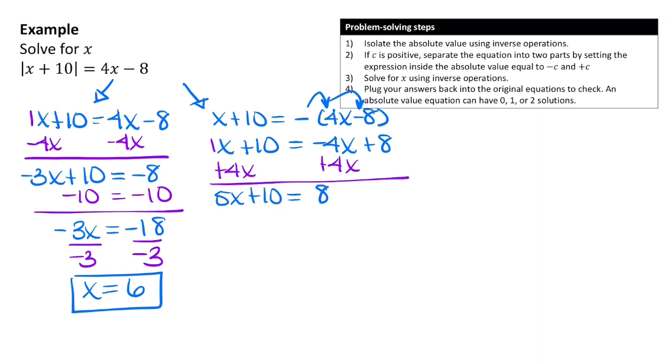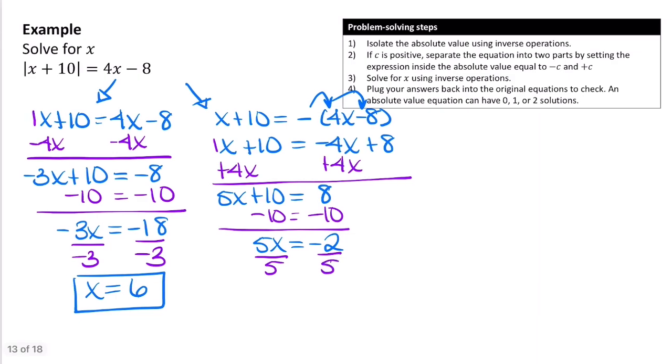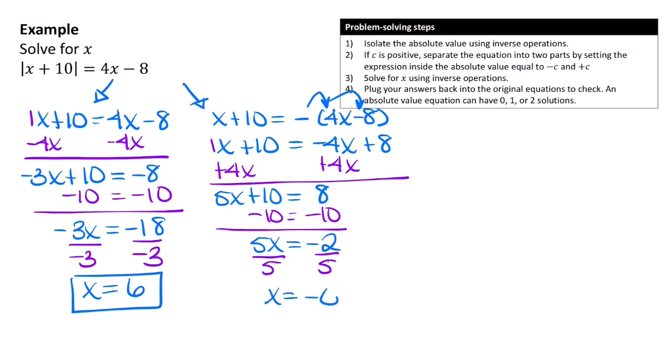And then I'm going to go ahead and solve by subtracting 10 from both sides. So when I subtract 10 from both sides, that's going to give me 5x is equal to negative 2. So now I'm going to divide both sides by 5. And when I divide both sides by 5, I get x equals negative 0.4. So now I have my two solutions, so let's go ahead and check them.